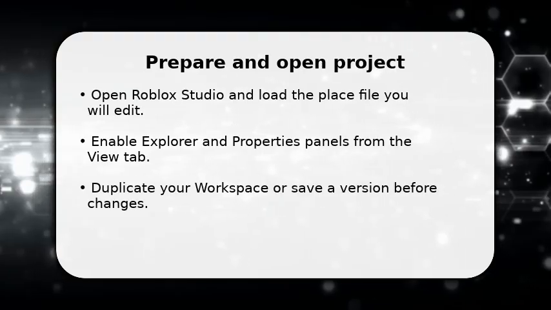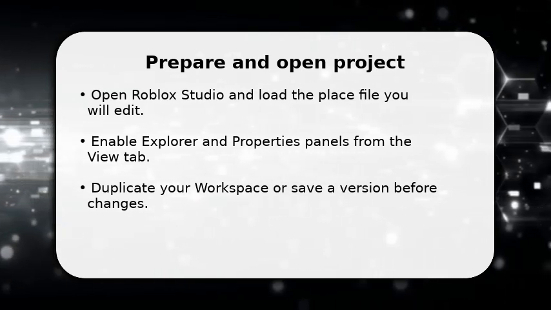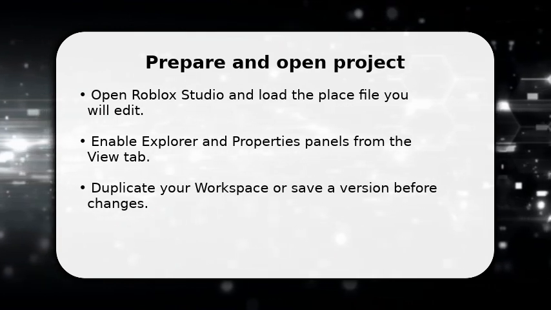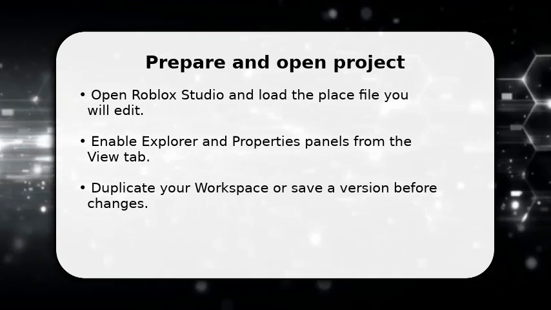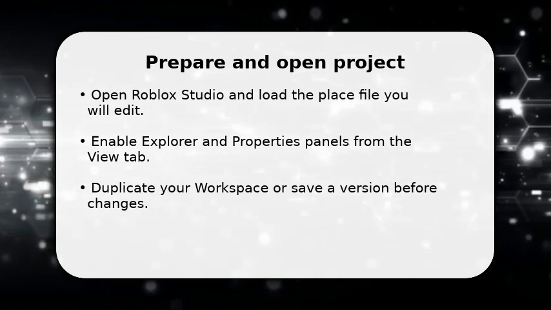You start by opening the exact place you want to change and making a backup. This prevents accidental breakage. Once done, enable Explorer and Properties so you can find objects and settings quickly. You should also duplicate workspace or save a version to revert if needed.